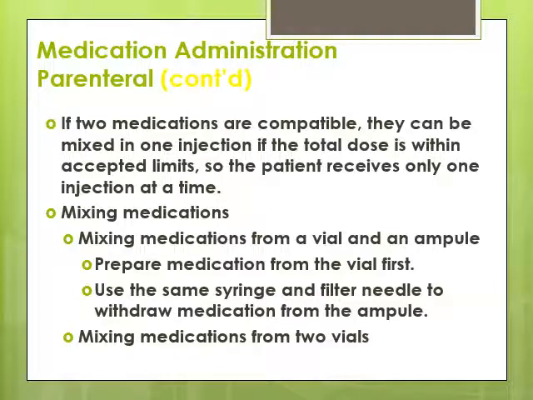In parenteral administration, if two medications are compatible, they can be mixed in one injection if the total dose is within the accepted limit, so the patient receives only one injection at a time. Sometimes in parenteral medications they mix two medications if there is no incompatibility between them. Mixing medications from a vial and an ampoule: prepare medication from the vial first. Use the same syringe and filter needle to withdraw medication from the ampoule. Mixing medication from two vials. This is the best way of mixing medications.